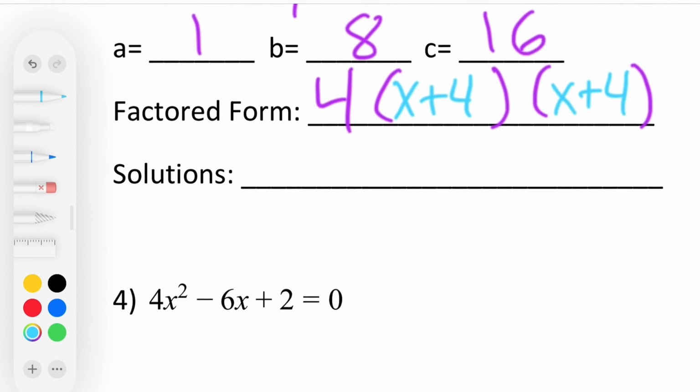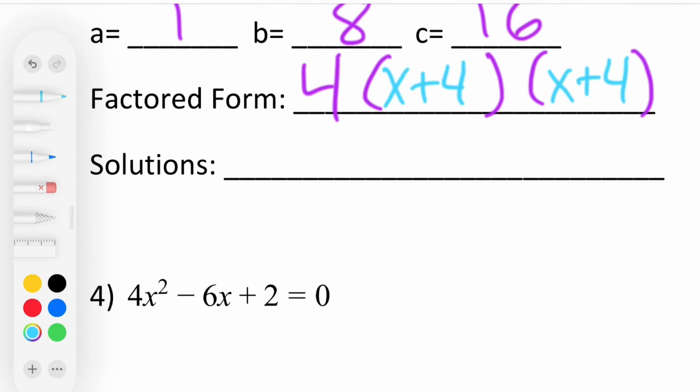Now, the extra step from the previous problem is the fact that we have to solve or find our solutions. We are simply taking whatever our parentheses are from our factored form and setting them equal to 0.